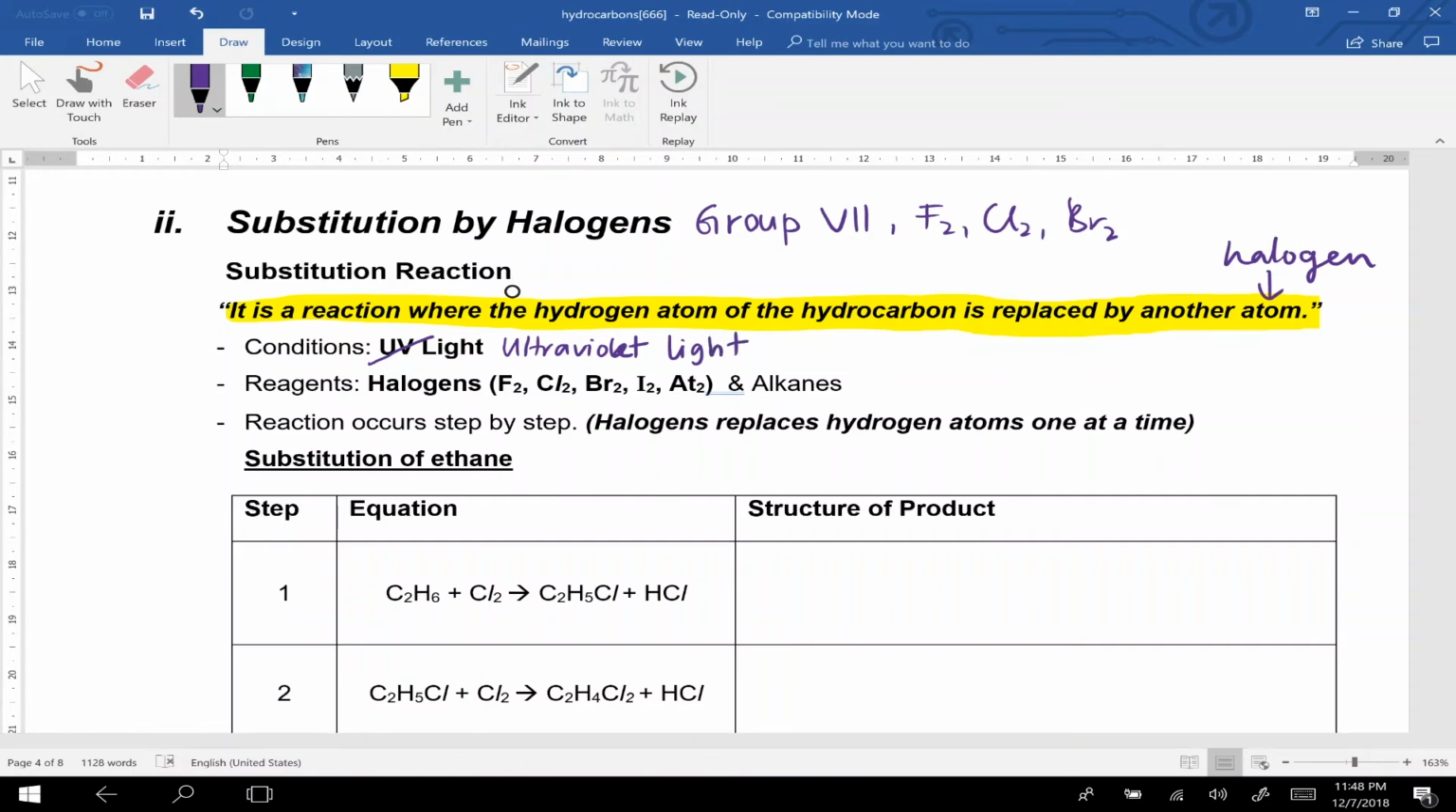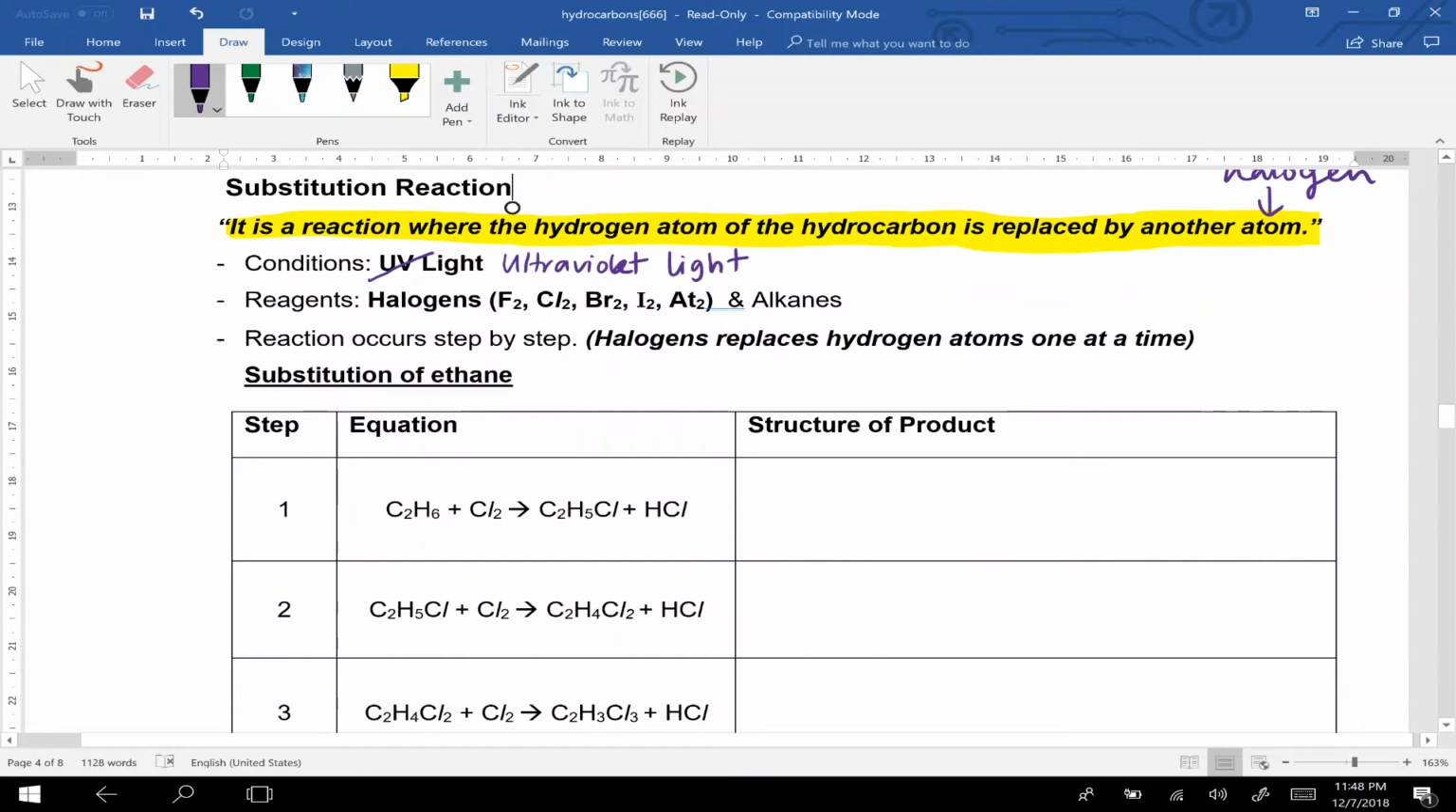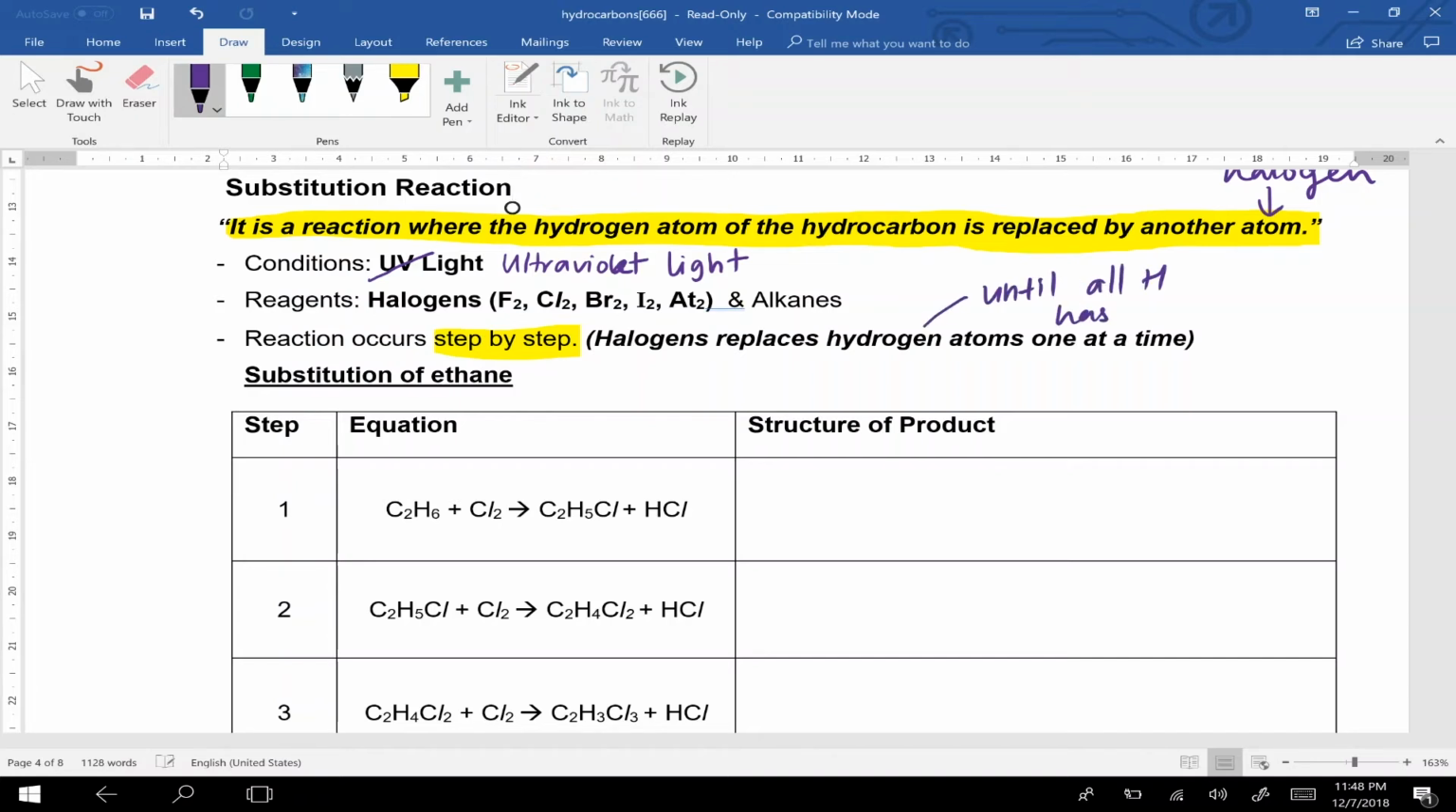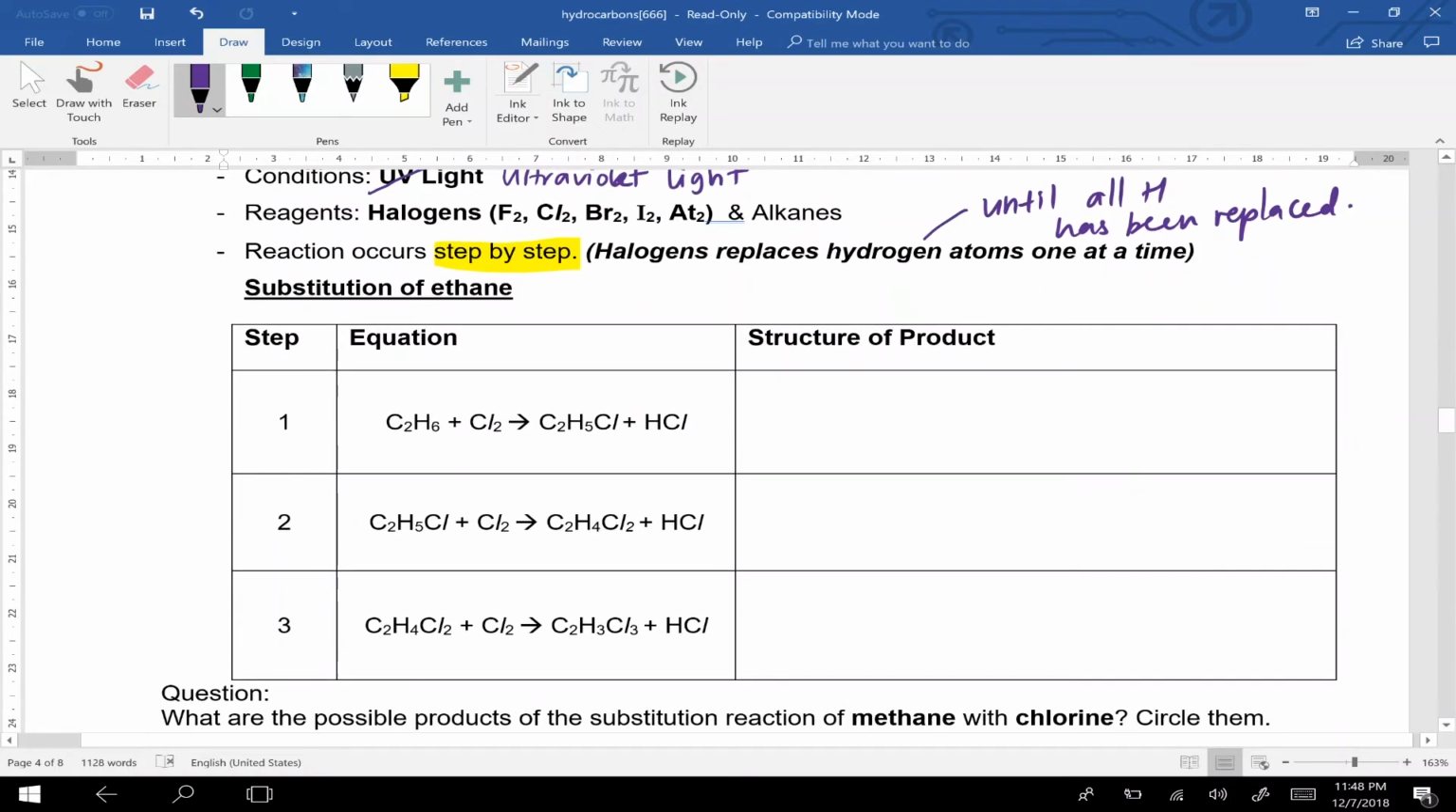The reagents are your halogens and your alkanes. One thing to take note of is that the reaction occurs step by step. So this means that halogens will replace the hydrogen one at a time until all the hydrogen has been replaced. Okay. So now let's look at ethane.